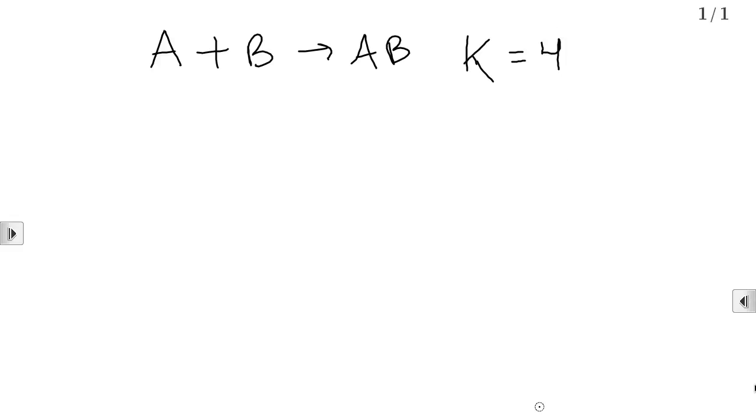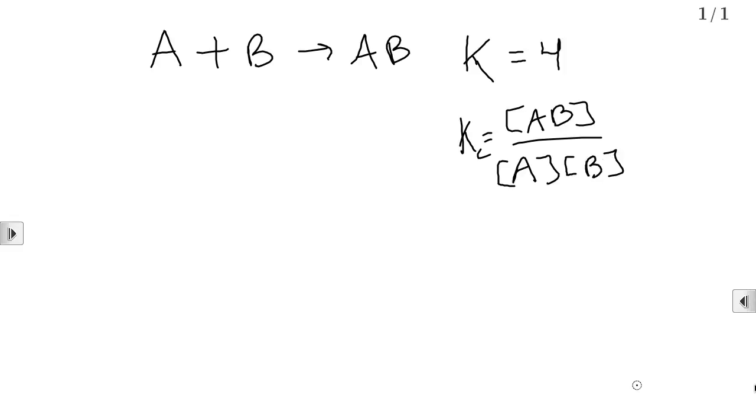Now, what's going to happen is you're going to remember all the things we did with thermochemistry and combined reactions with Hess's law, and you're going to want to do those things. So the equilibrium expression for this would be AB over AB. If I reverse this reaction, my friends, so look, this is 4, right?